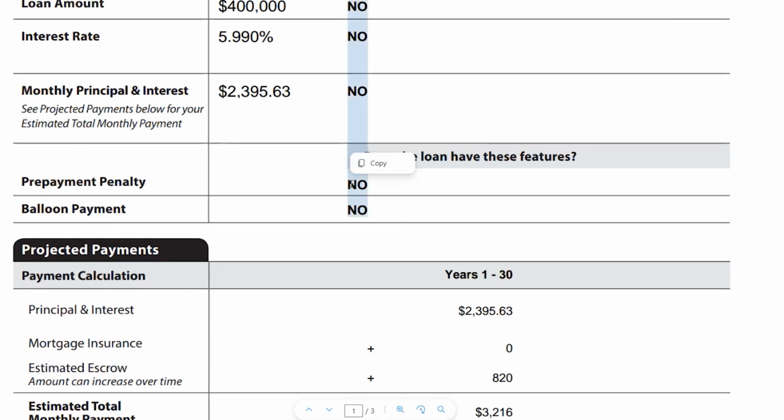This loan has no prepayment penalty, okay, and no balloon. Sometimes loans have it, so hopefully this is what you're going to get, and if not, hopefully also that it was discussed with your mortgage professional.